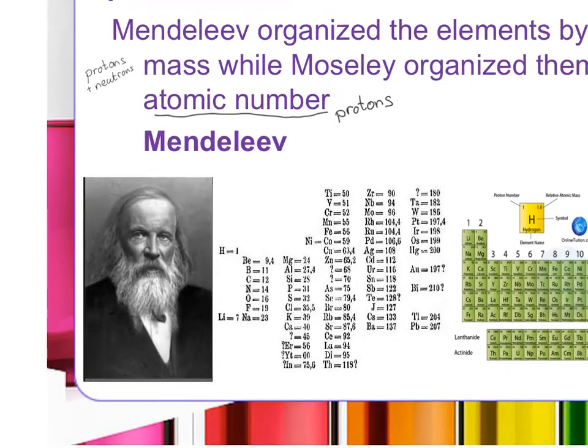So when we look at Mr. Mendeleev, we can see we've got hydrogen 1, beryllium 9.4, boron 11, carbon 12, and these are the atomic masses, so the number of protons and neutrons.